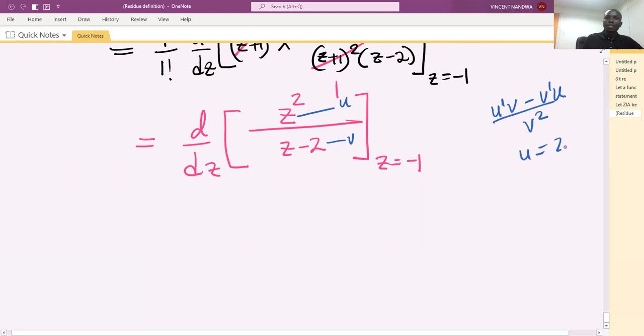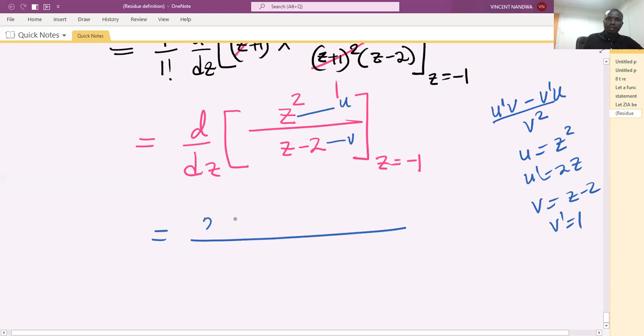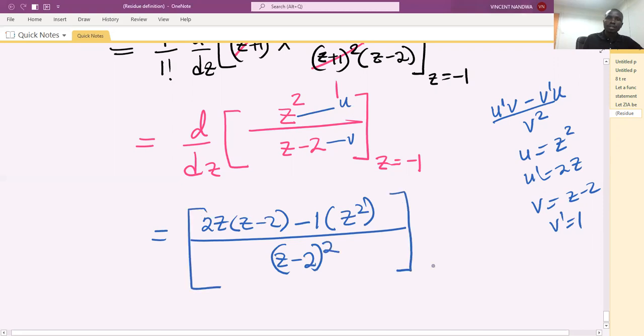Our u is z squared, so u prime is 2z; our v is z minus 2, so v prime is 1. So this will be u prime v, which is 2z times (z minus 2), minus v prime, which is 1, times u, which is z squared, all over (z minus 2) squared. And then we carry this out at z equals negative 1.